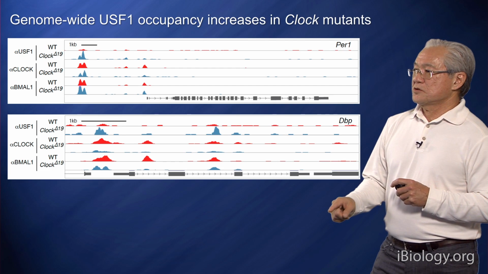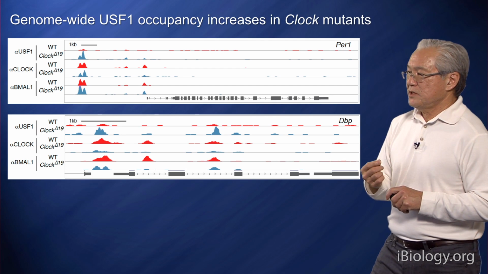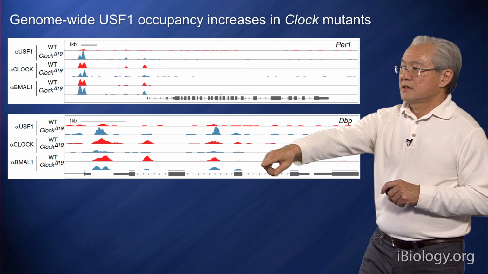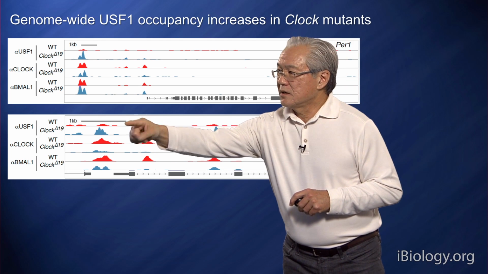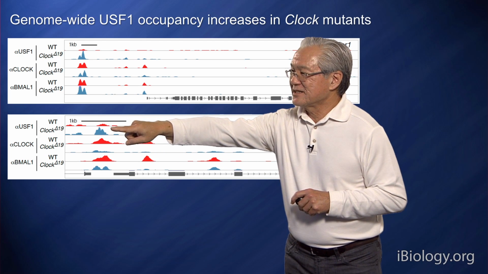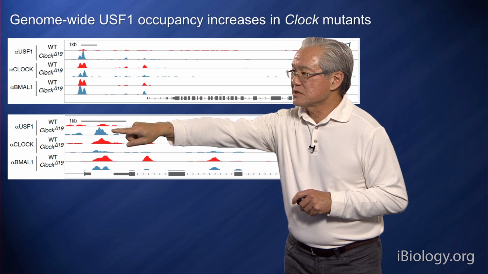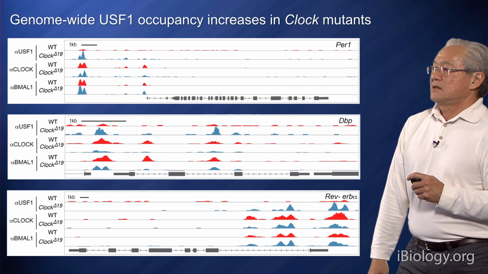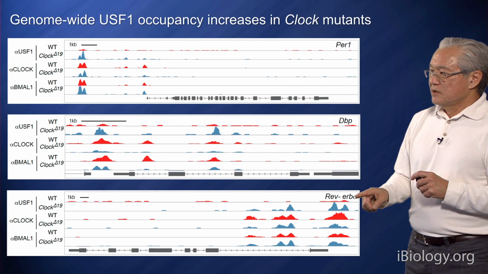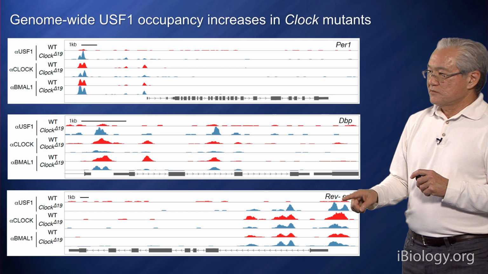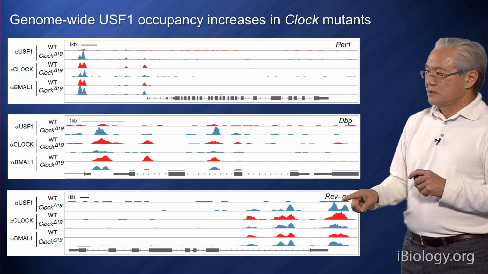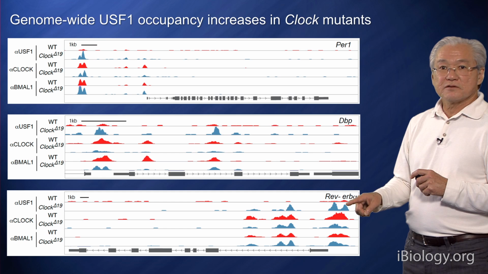This is also true for a different gene. This is DBP, shown in the second. Again, at the top here, USF1 is much higher in the mutant than in the wild-type. And over here for reverb alpha, you can also see a very big difference in these two samples for USF1.